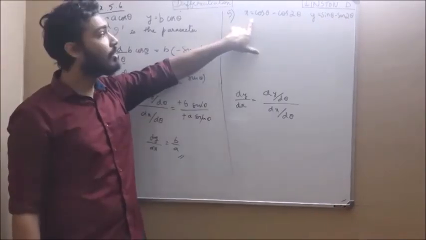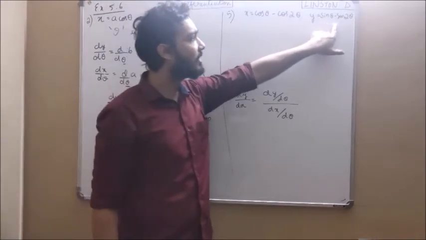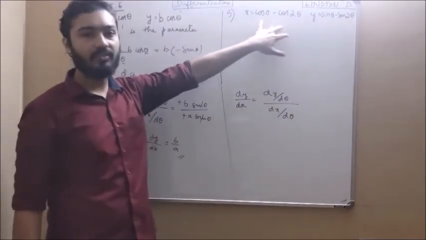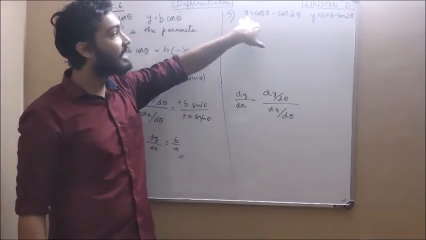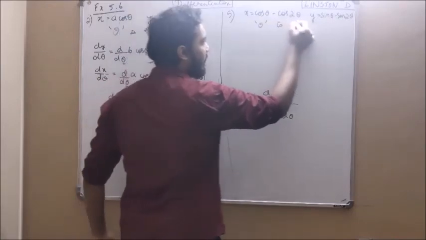Fifth question we have x equal to cos theta minus cos 2 theta. y is nothing but sin theta minus sin 2 theta. So now how to differentiate this? Here x depends on theta, y depends on theta. So theta is nothing but the parameter.